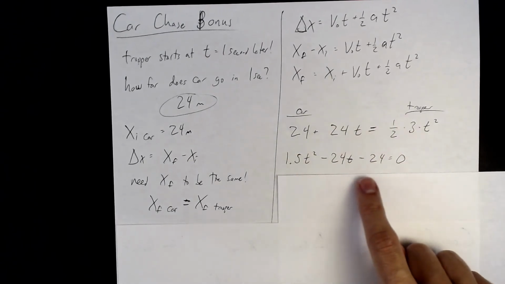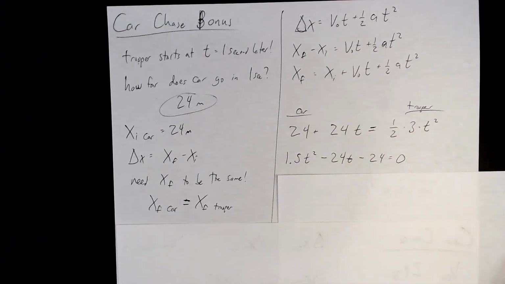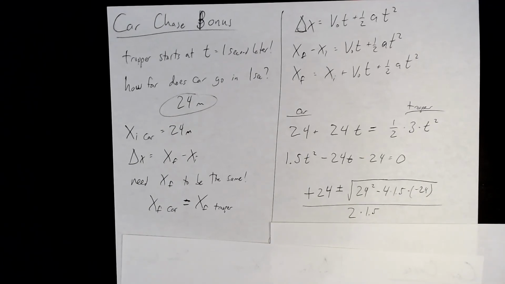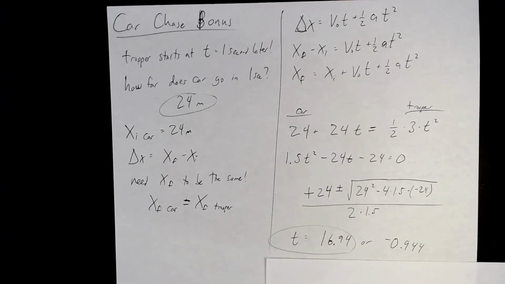You can get all the things onto one side equaling 0, and the quadratic formula, which never looks pretty, but most people have a calculator that can do it automatically, and you can figure out the two possible answers from that. Two possible answers are 16.94 seconds or negative 0.944 seconds. Which one do you think is more reasonable? I think that the trooper will probably catch up to the car after the car passes by, and so we should probably have a positive number in there.